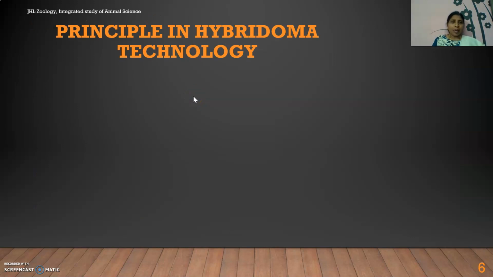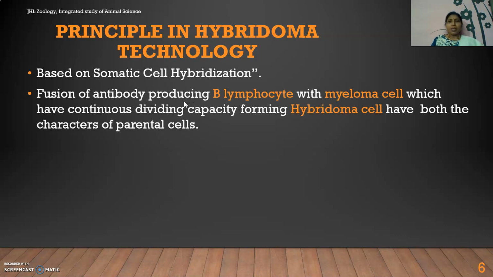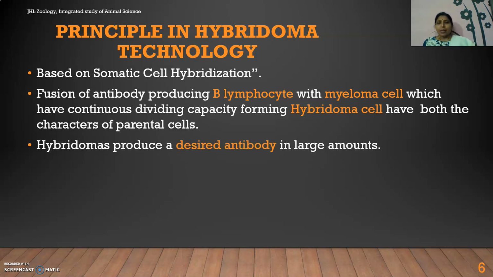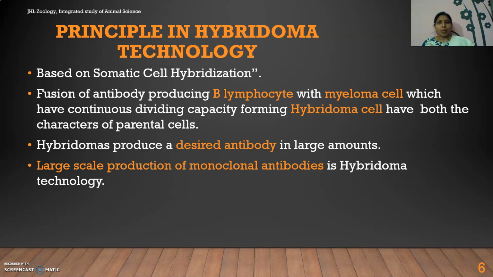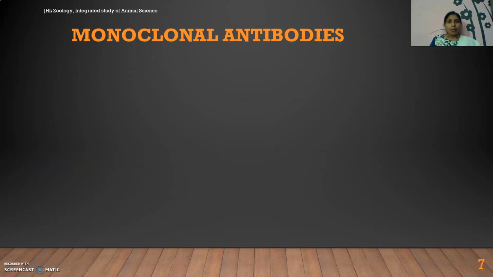Then let us see the principle behind the hybridoma technology. It is based upon somatic cell hybridization, in which the fusion of antibody producing B lymphocyte with a myeloma cell will be done. The myeloma cell is a continuously dividing cell. So as a result of the fusion of B lymphocyte and the myeloma cell, a hybridoma cell is formed having the characters of both the parental cells. The hybridomas produced are capable of producing the desired antibody in large amounts. This large-scale production of monoclonal antibodies is called hybridoma technology.